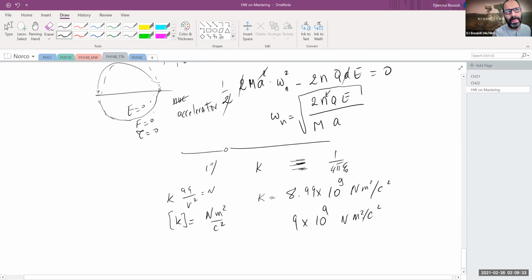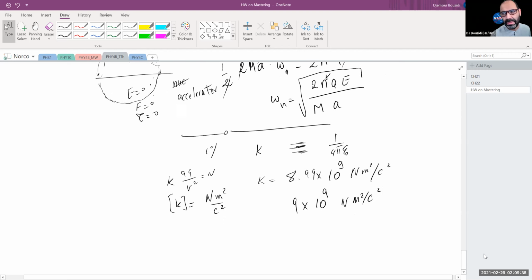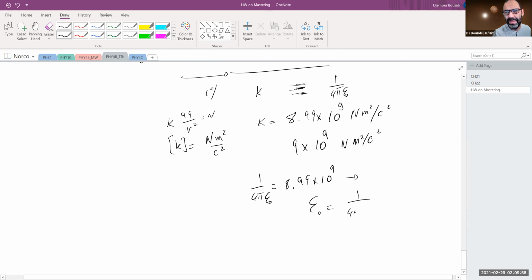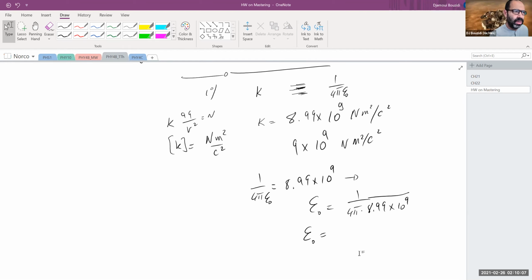Now, if you calculate epsilon naught using the first expression, 1 over 4 pi epsilon naught is equal to 8.99 times 10 to the power 9. I'm not going to write the units, they're there. So from here, I'm going to find the value of epsilon naught to be simply 1 over 4 pi times 8.99 times 10 to the power 9. In other words, epsilon naught will be something times 10 to the power negative 12. Okay, that's the permittivity of the vacuum. What is my calculator here? Yeah, it's 8.99 times 10 to the negative 12.